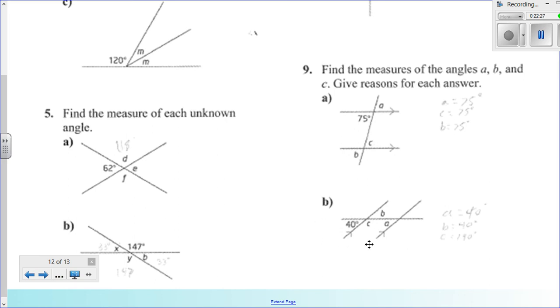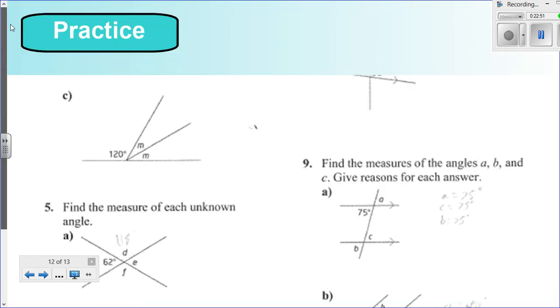For B, angle A is 40 degrees because of corresponding angles. Angle B is 40 degrees because of opposite angles. And angle C is 140 degrees because of either supplementary angles, or you could also use the reason of co-interior angles.